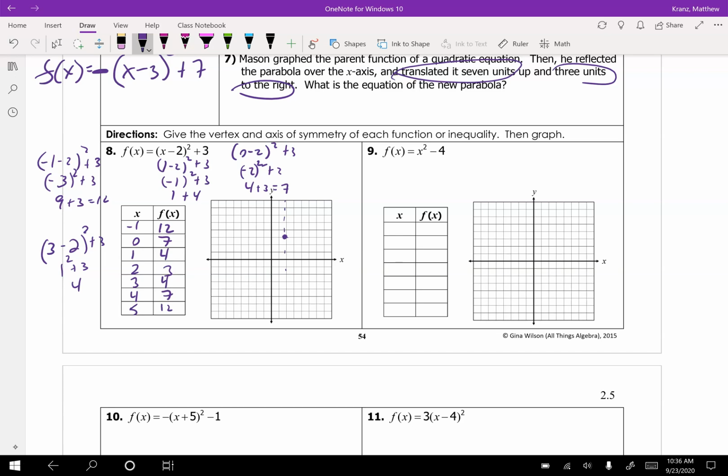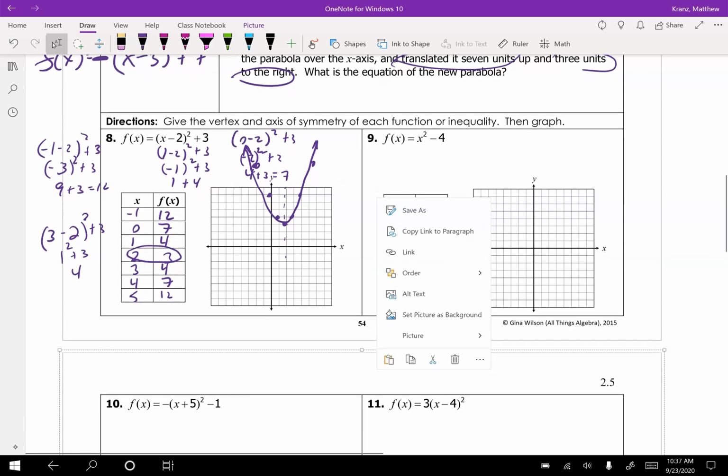So now we can graph it. We already have our 2, 3. So we have a 1, 4. We have a 0, 7. And we'd have a -1, 12 all the way up here. And it's the same thing on the other side. All right, so that's how that one is graphed.